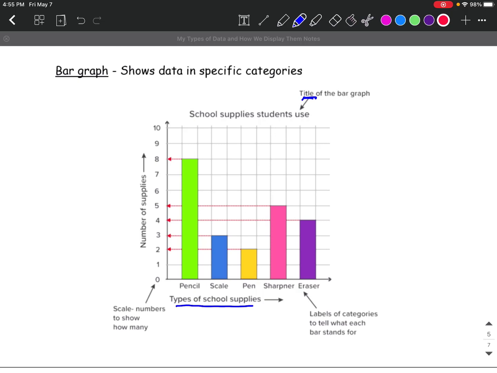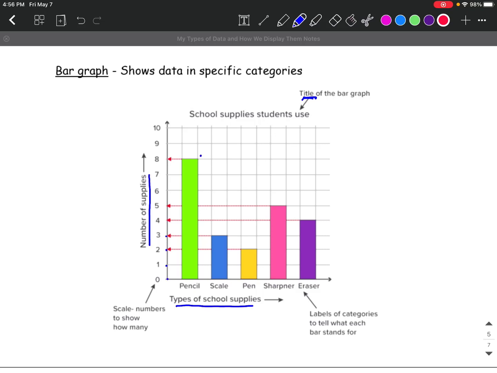The types of school supplies are on the horizontal axis, so those are the categories: pencil, scale, pen, sharpener, eraser, okay? And they have to be labeled. Then on the vertical axis over here, which is usually our y-axis, we have the number of supplies. And these are numbered 0, 1, 2, 3, 4, 5, 6. Now the heights of the bars tell you how many of each type there were.